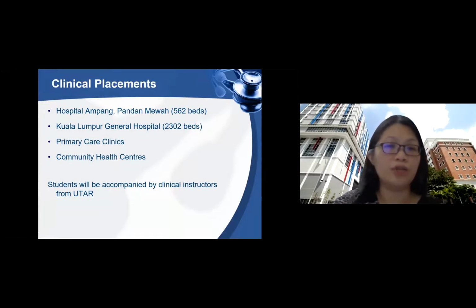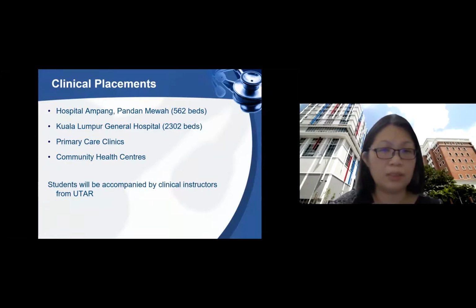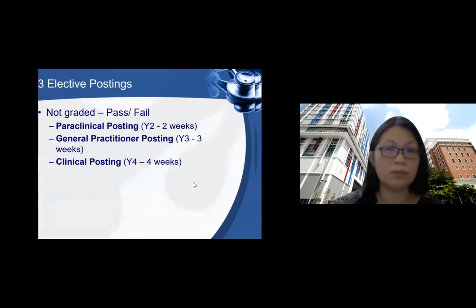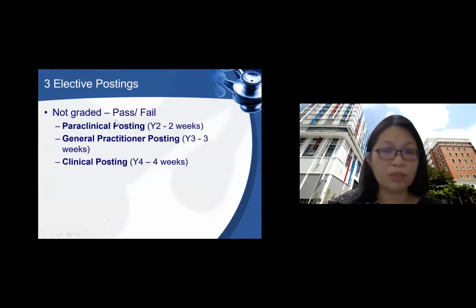The clinical-space training for UTAR medical students is normally done in these settings. Hospital Ampang is one of the major learning hospitals for year 3, year 4 and year 5. KL General Hospital is meant for certain postings in year 4 and year 5. Then there are primary care clinics and community health service centers. During the postings, the students will usually be accompanied by clinical instructors. And these are the 3 elective courses embedded in our MBBS program. The students need to attend these electives, and they will be graded as pass or fail.